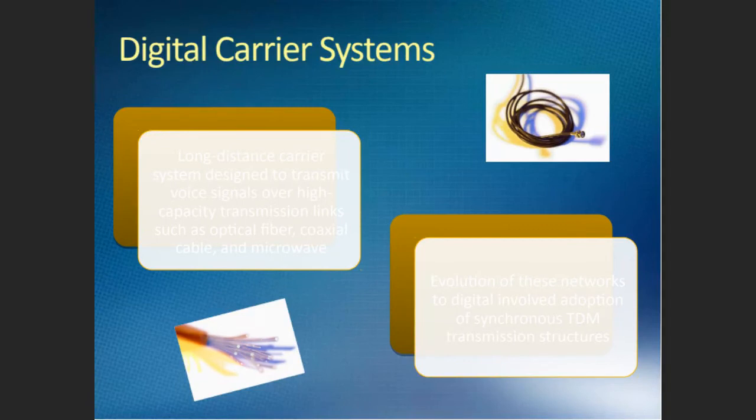Digital carrier system. It's a long distance carrier system designed to transmit voice signals over high capacity transmission links, such as optical fiber, coaxial cable, and microwave. We are talking about big companies, telecom companies. They already have cables. They need to utilize them. They are not going to change everything. So they need to come up with technology to be used in their existing infrastructure, because TV was there before the internet. Cable TV has been there a long time.